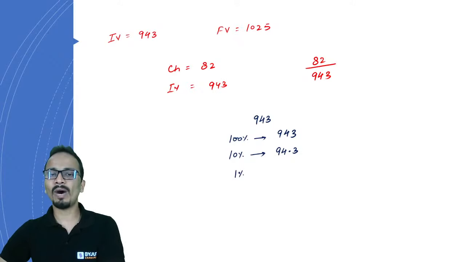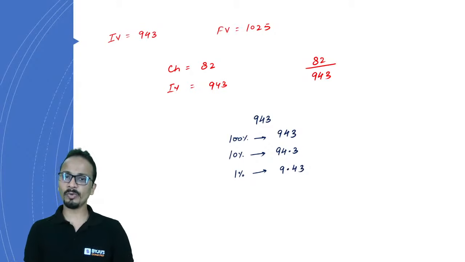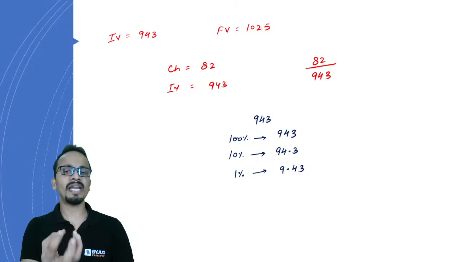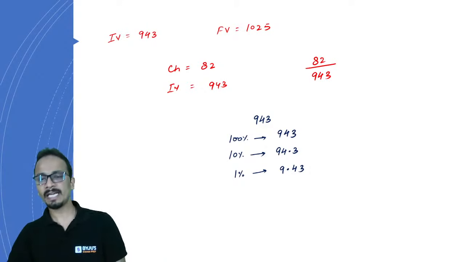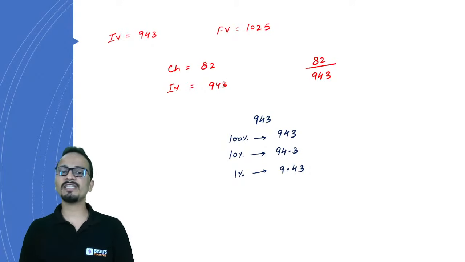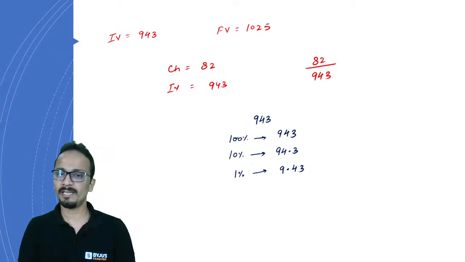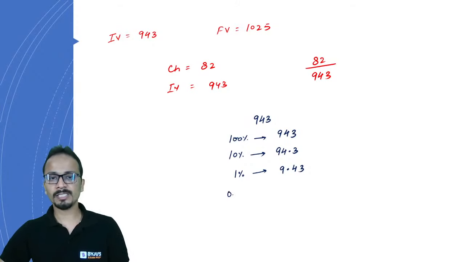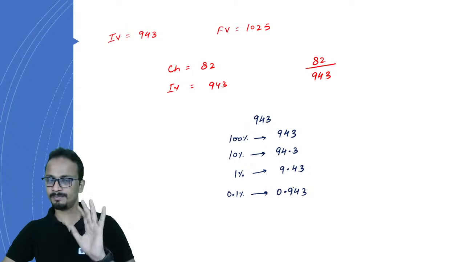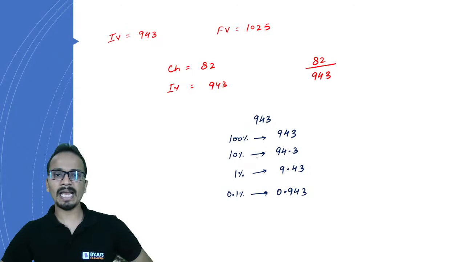Similarly, what will be 1% of this value? 1% will be 9.43. So what I'm basically doing, on the left hand side, I'm dividing it by 10. On the right hand side, I am shifting the decimal. Again, basically, I'm dividing these values by 10. Likewise, 0.1% अगर calculate करना है तो कितना हो जाएगा? It will be 0.943.